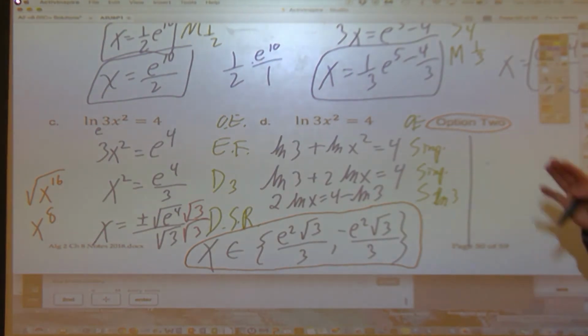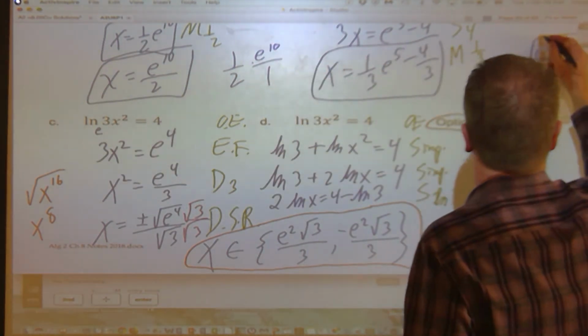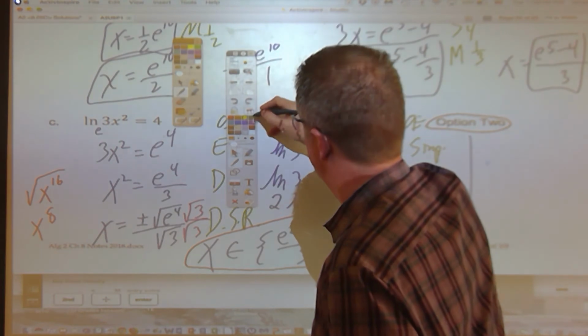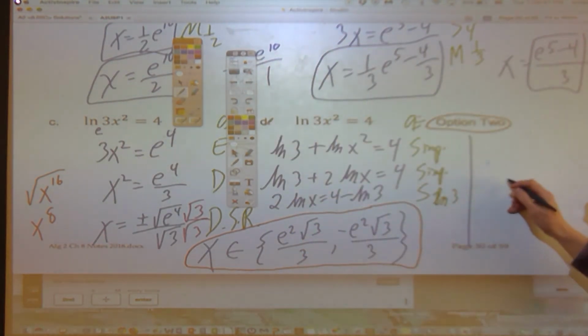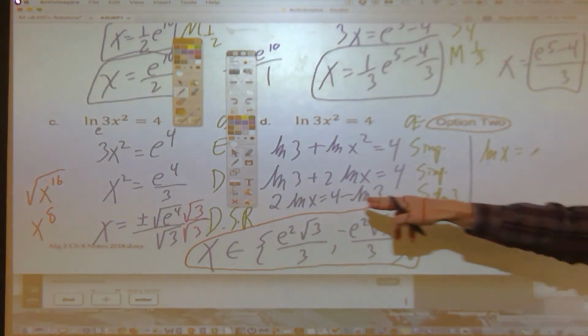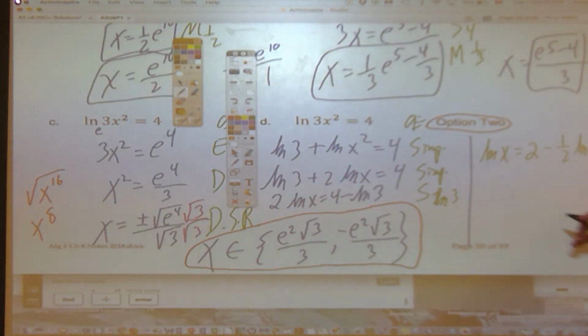Dividing both sides by 2. Actually, let's do an m1/2. Let's multiply both sides by 1/2. So you get natural log x equals half of 4 is 2 minus 1/2 natural log 3. And now, let's put this in exponential form to get a final answer of e.